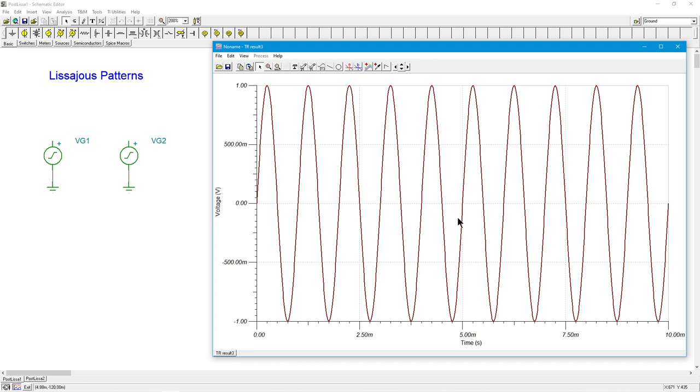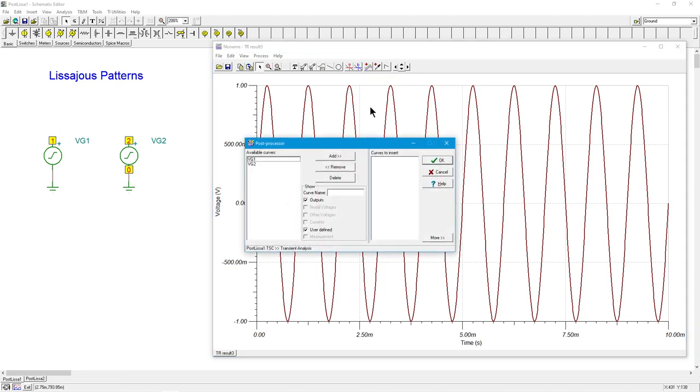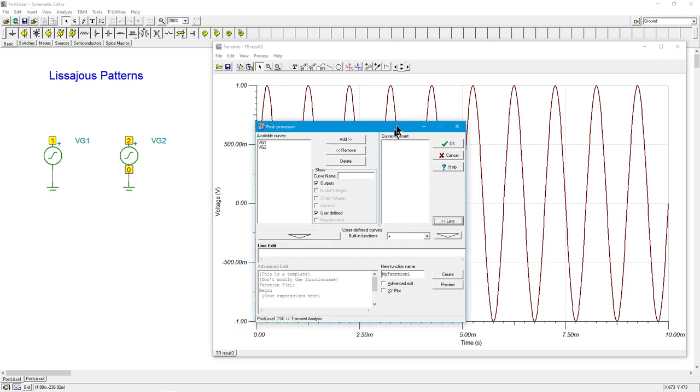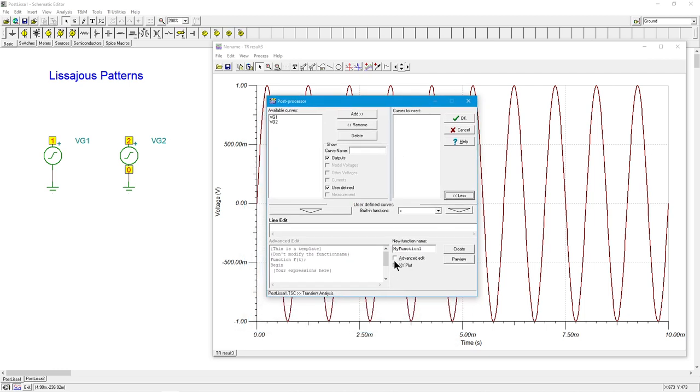That's it. All right, what if we change the phase? That's where it gets interesting. Well, before we do that, let's just verify what this looks like. So I'm going to go up into the post-processor. Hit the more button, and we are going to go into XY mode. Make sure you click on that.